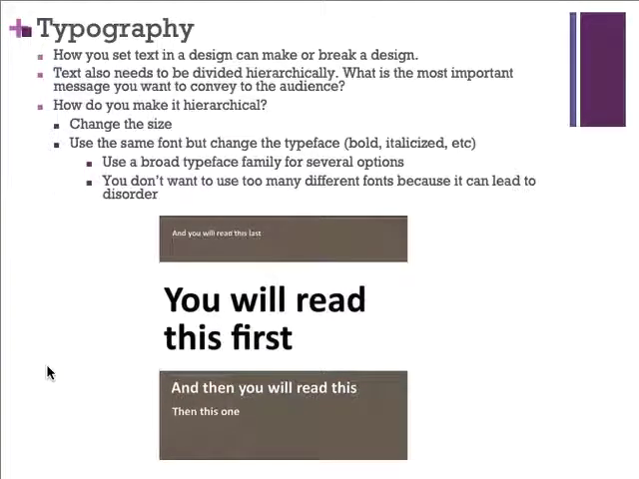So let's say Arial. Arial has Arial, Arial Black, Arial Bold Condensed, Arial Narrow, Arial Italicized. So you have all these different options within that text. You can use the same font family for consistency, but you can vary that font and draw your eye to different sections based on what part of that family you use. Now you don't want to use too many different fonts because it can lead to disorder. This is a great graphic to show you, obviously you're going to read that first, and then you'll read this, then this one. You just naturally do that when you look at this design.